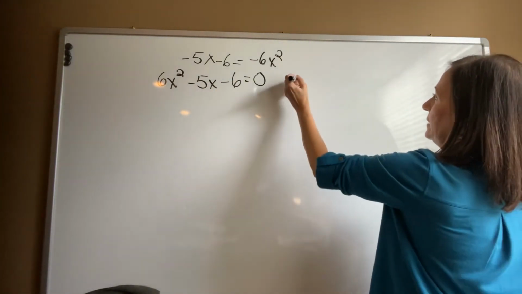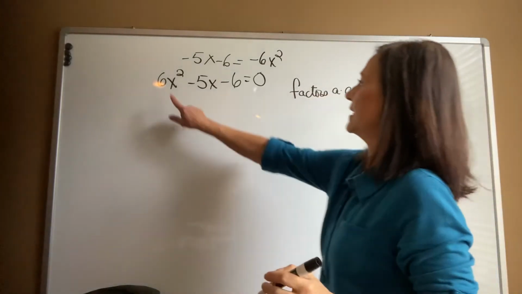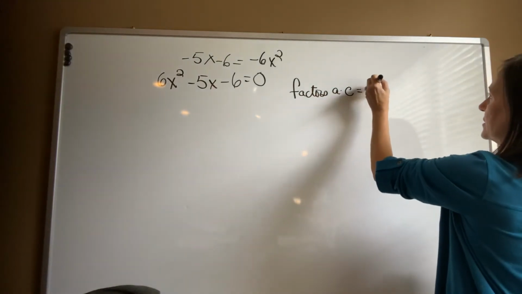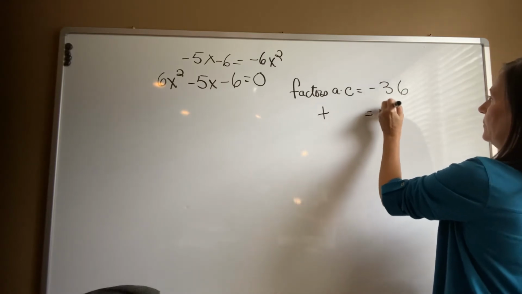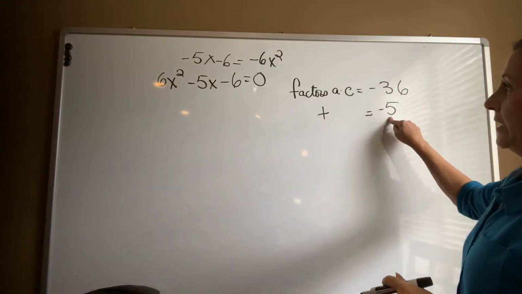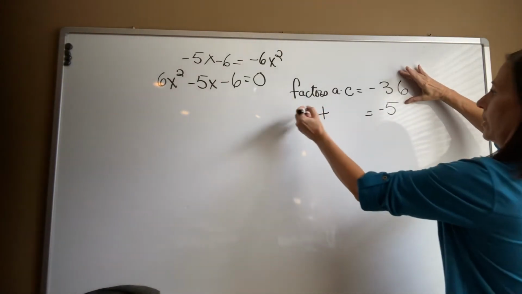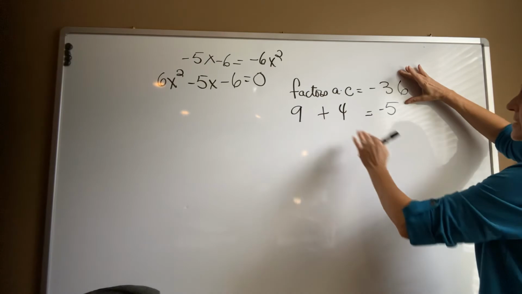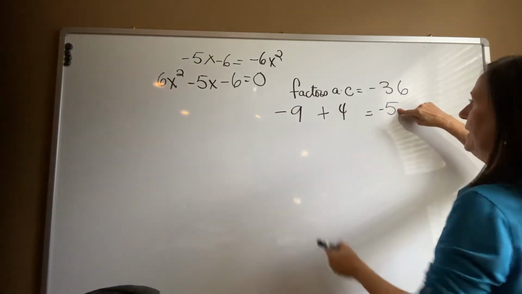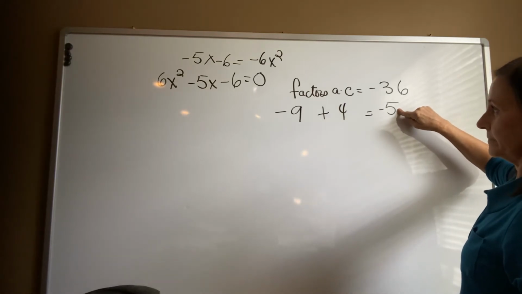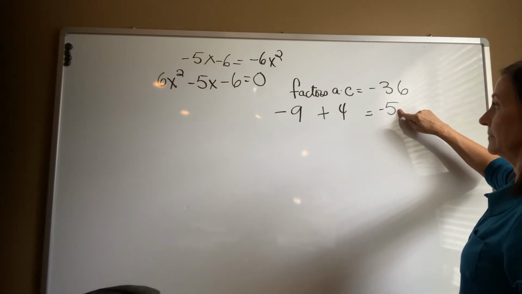All right? I begin with factors of the a value times the c. That's 6 times negative 6, which is negative 36, such that I add them together to equal the b value, negative 5. And 9 and 4 seem to work because there's 5 between them. And what needs to be negative? The 9 needs to be negative. All right? So, this really is going to be trial and error.